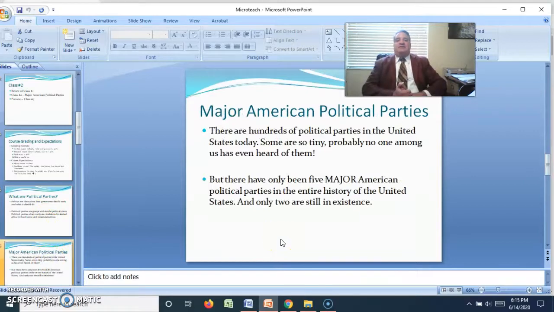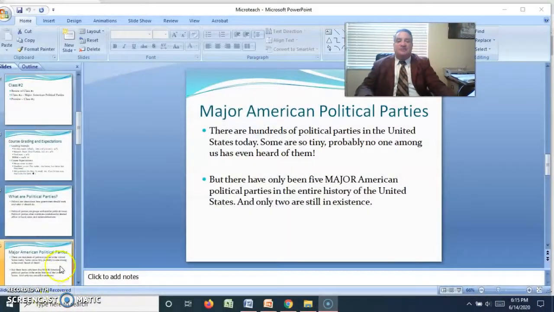But major American political parties, there have only been 5 of those in U.S. history. I mean, there are tons of little parties, hundreds of them, that are so small we probably never even heard of some of them. But there have only been 5 major ones in American history. And so let me ask this question. Out of those 5, 3 of them no longer exist. Can you tell me what the 2 major American political parties are today? Yes. Perfect. Perfect. Great job, Maria. Democrats and Republicans. Democrats and Republicans are the 2 main parties.